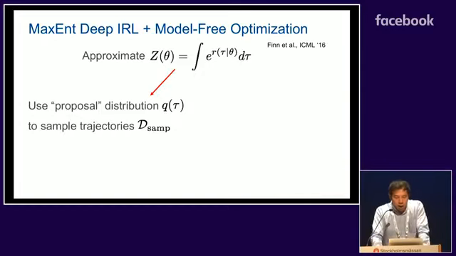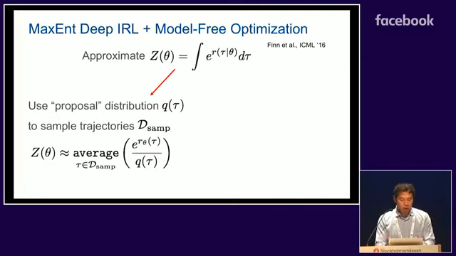Okay, but the key idea in approximating Z is to sample from a proposal distribution Q over trajectories. And then we're going to form an unbiased estimate of Z by averaging over this sampling distribution the exponential reward weighted by the proposal probability. And this estimate of Z, as we discussed, will allow us to estimate the gradient of the likelihood for optimizing the reward function, right? But the question still remains, which proposal distribution should we choose?